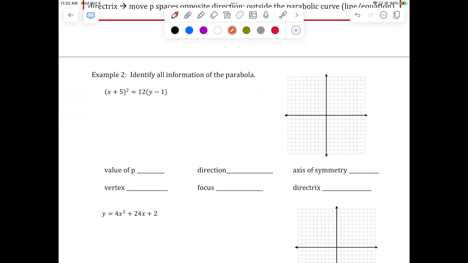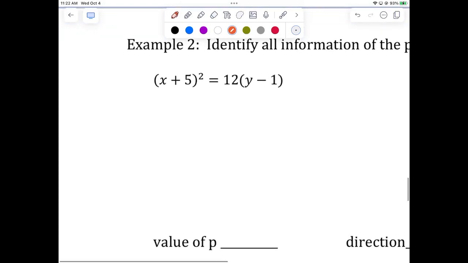Let's go the opposite direction now, shall we? This is the first time we're doing this, the opposite direction. We'll stop after this one, okay? Identify all the information for this parabola: (x + 5)² = 12(y − 1).